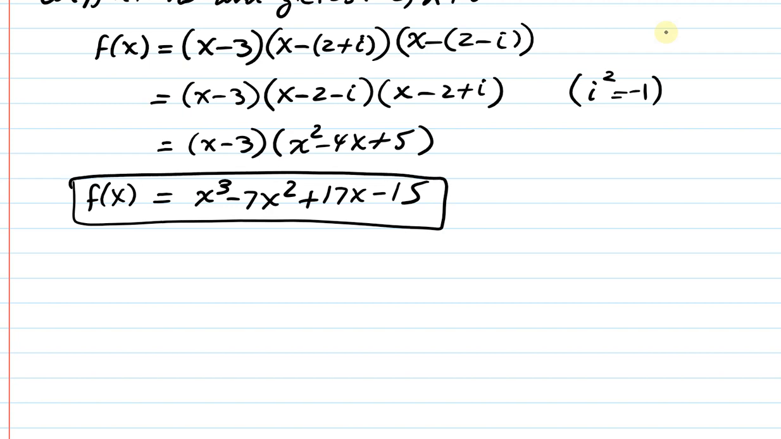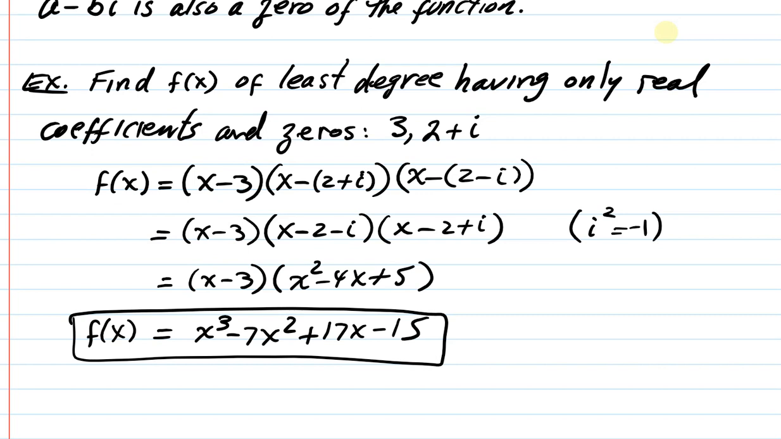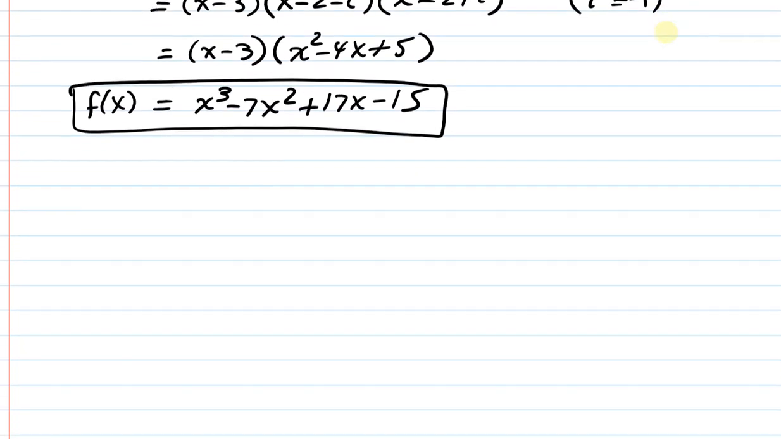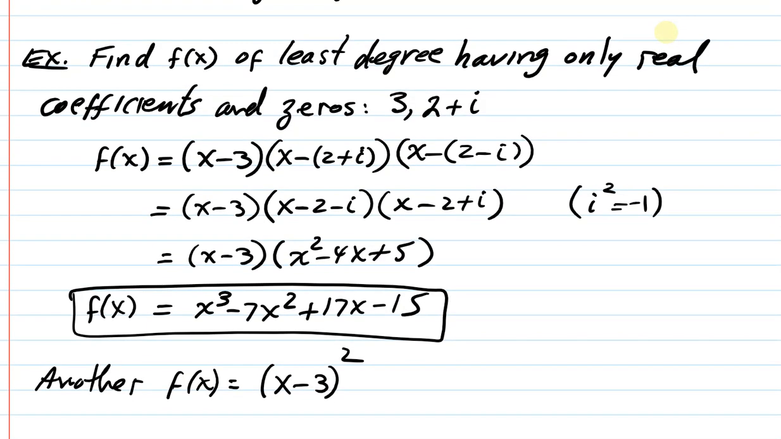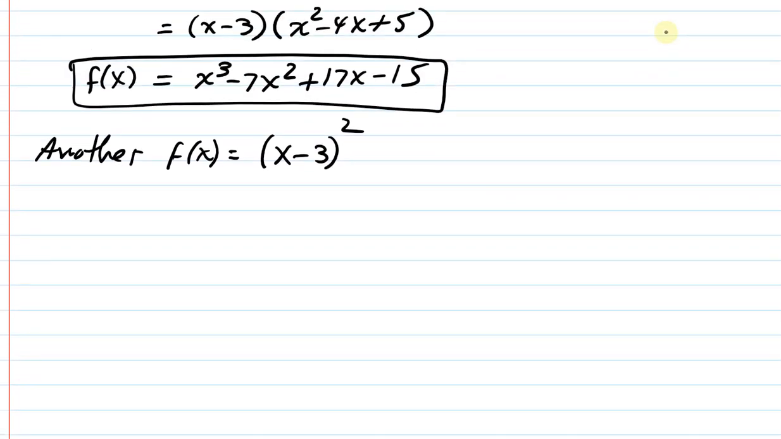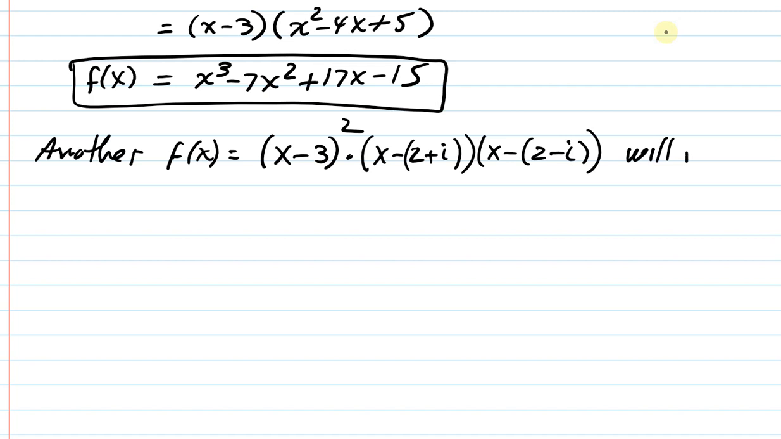Now, this is a third degree polynomial. So this is the polynomial of least degree that has these solutions. Now, another f of x that works would be this one. If it's x minus 3 squared, for example, it has the same 0, right? It's just repeated. And then if I go x minus (2 plus i), x minus (2 minus i), the conjugates, this will work as well.